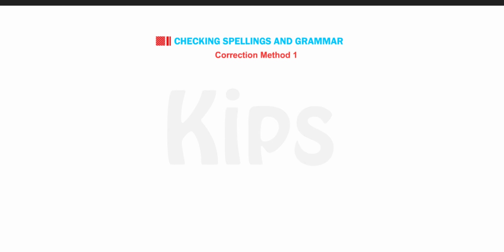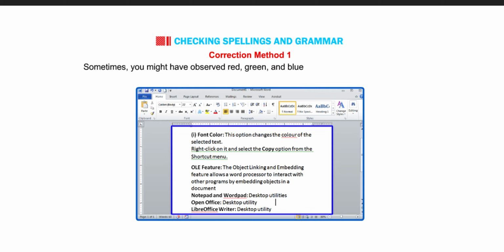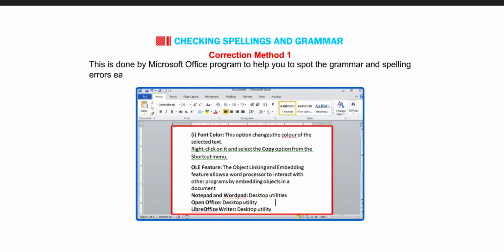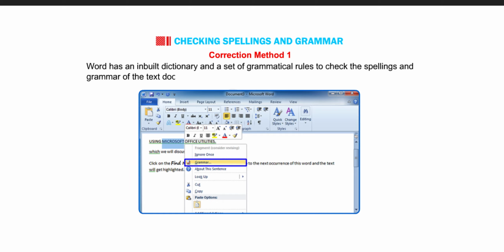Sometimes you might have observed red, green, blue wavy lines under a few words in your document. This is done by the Microsoft Office program to help you spot grammar and spelling errors easily. Word has an inbuilt dictionary and a set of grammatical rules to check the spelling and grammar of any text document. You might have observed this many times: when you type any text, it gives you wavy lines under the sentence, under the words.